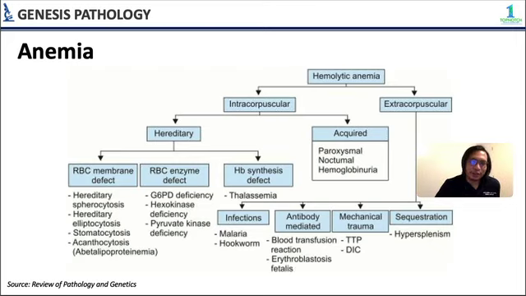Okay? So, intracorpuscular, usually hereditary. Acquired, isa lang yan, PNH. Okay? PNH. Now, hereditary, pwedeng red blood cell membrane defect, enzyme defect, or hemoglobin synthesis defect. So, nandito pa rin si thalassemia sa hemoglobin synthesis defect. Sa membrane defects, no, hereditary spherocytosis. How would you diagnose your hereditary spherocytosis? You do your osmotic fragility testing. Okay, osmotic fragility testing. Okay, RBC enzyme defect, G6PD deficiency.